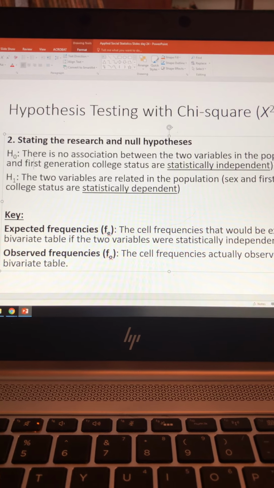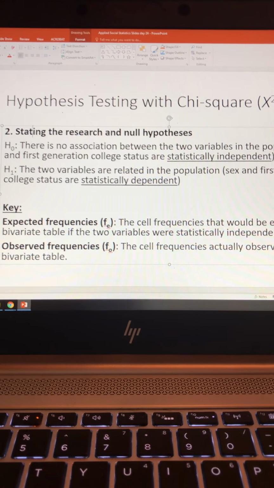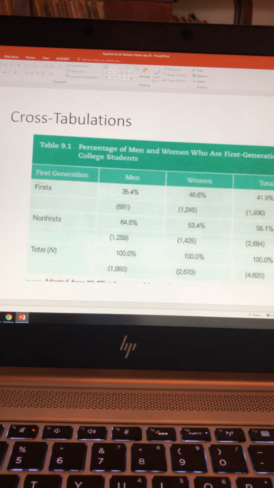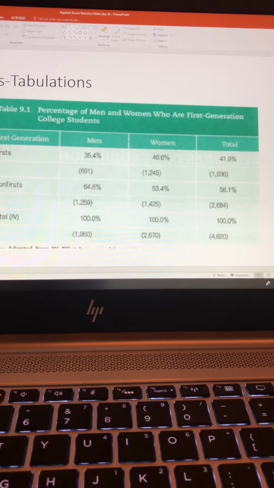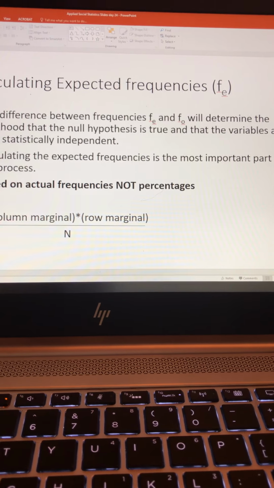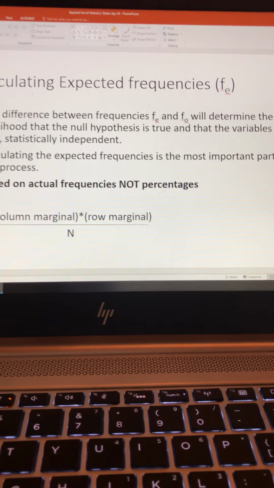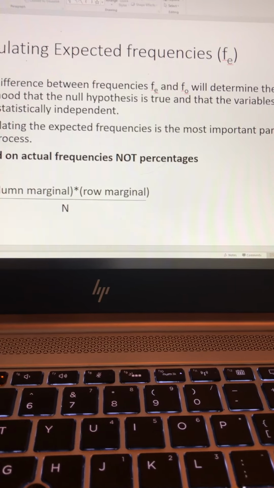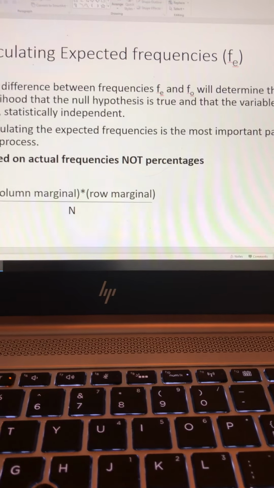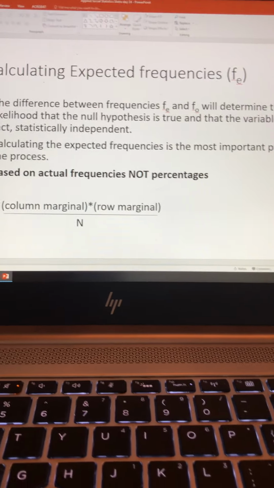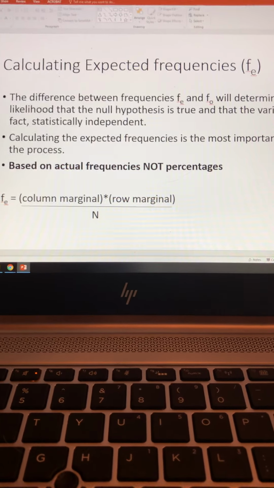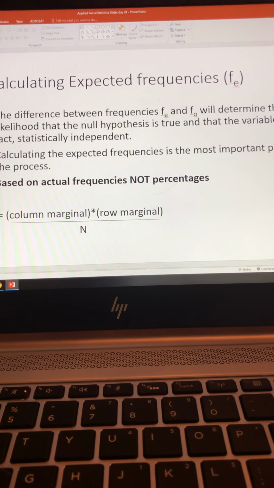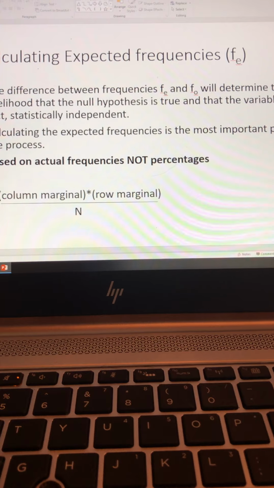Okay? So expected frequencies, we're going to have to calculate. Observed frequencies, there is no calculation. It just is what the data shows. This is what we collected. Expected are a little bit different. We have to calculate that. The calculation is relatively straightforward, but it's easy to make a mistake here, so I suggest writing things out. Just be cautious. I'll show you where the mistake can be made and where I've seen it in the past. The difference between the expected and observed frequencies determines the likelihood that the null hypothesis is true, and that the variables are in fact statistically independent.